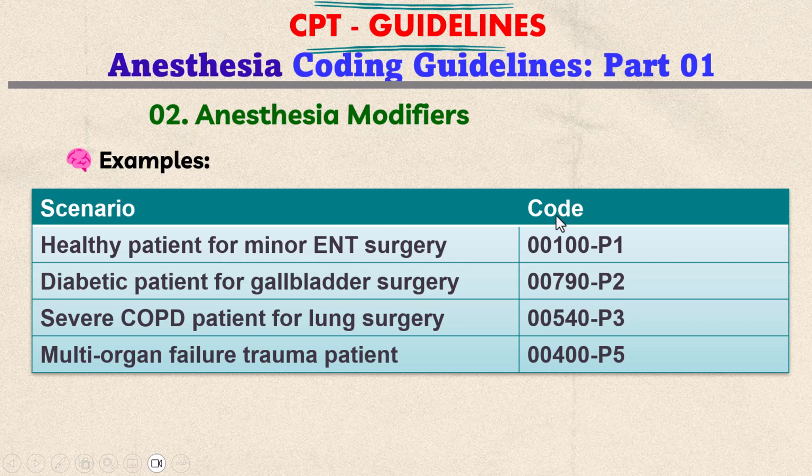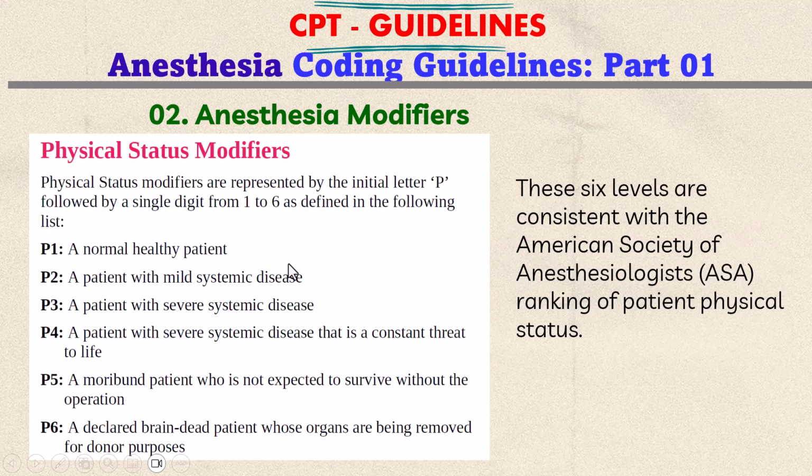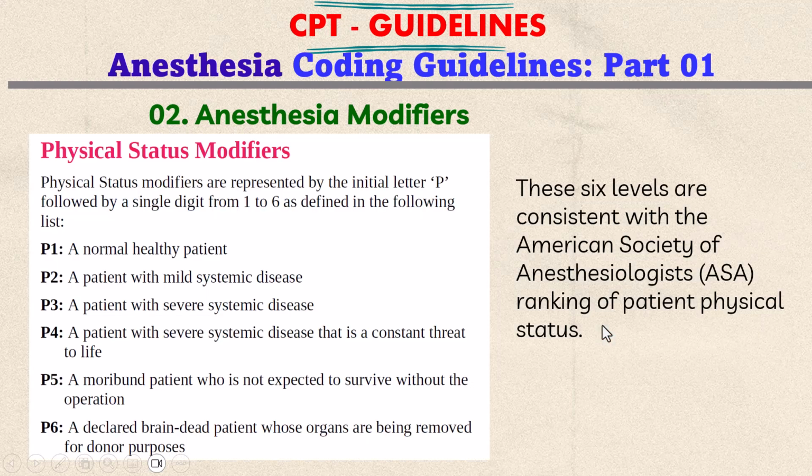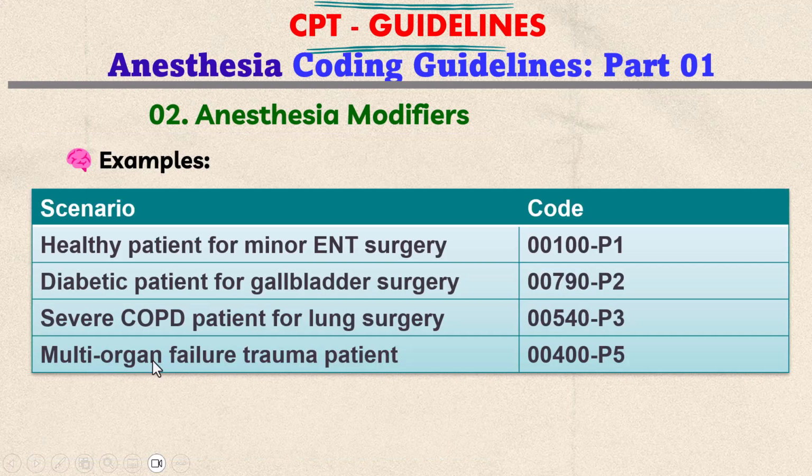Some examples for the anesthesia modifiers are a healthy patient for minor ENT surgery. Here we use the anesthesia code with P1. Second, a diabetic patient for gallbladder surgery. Here we can use the anesthesia code with P2. So P2 describes a patient with mild systemic disease, and this diabetic has a mild disease. And a severe COPD patient for lung surgery. Here, the anesthesia code with P3. P3 is for a patient with severe systemic disease. And another example, a multi-organ failure trauma patient. Here, the anesthesia code with P5.